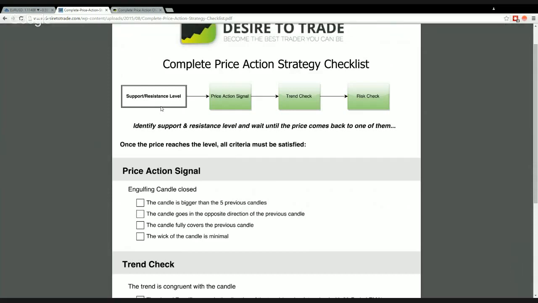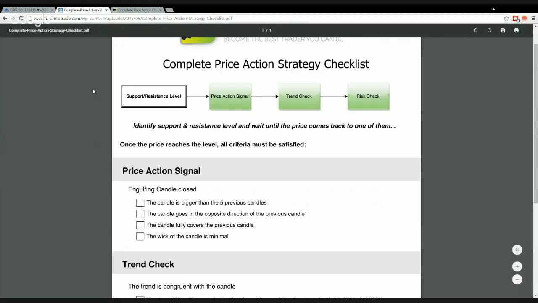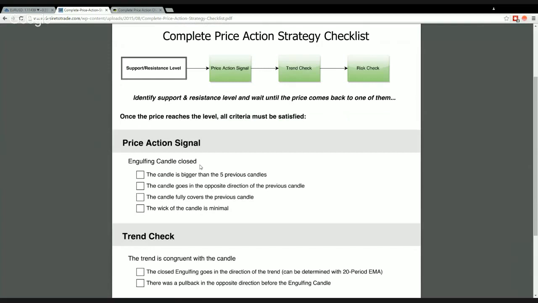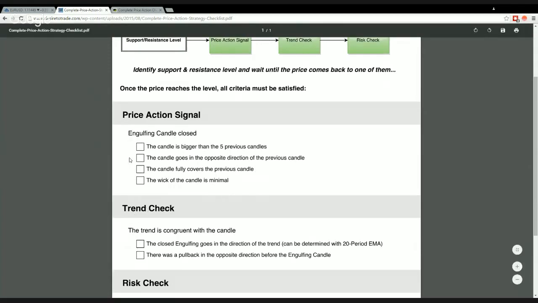So support and resistance, you know that the market moves in phases, and you know that support and resistance are often reliable in Forex and in stocks as well. So basically the goal is to identify support and resistance, and then you wait for a confirmation to enter. You wait for confluence. That's what we call it. Once the price is at this level, we need to go through these criteria. So I'm gonna go quickly over them.